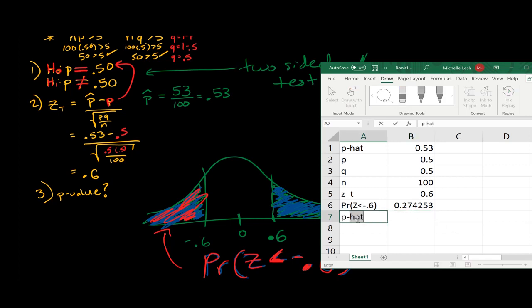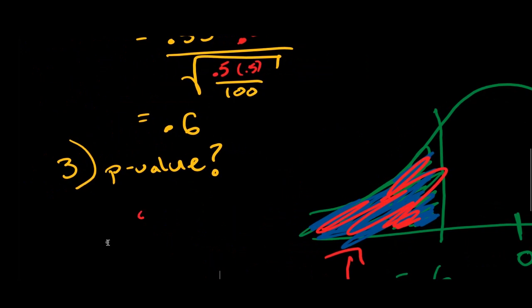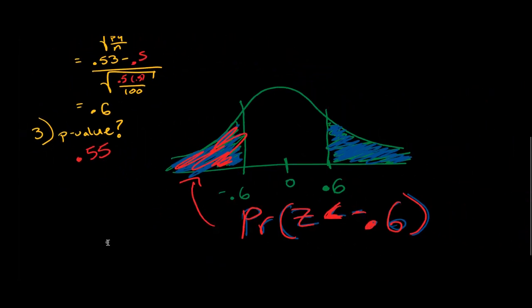So what's my p-value? The p-value will need to be that red area and then also this area over here. So I need both tails, two-sided test. So I'm going to take that and multiply it by 2. There we go. My p-value is 0.5, I'll round it to 2 decimal places, 0.55. That 8 takes the 4 up. So my p-value is 0.55.